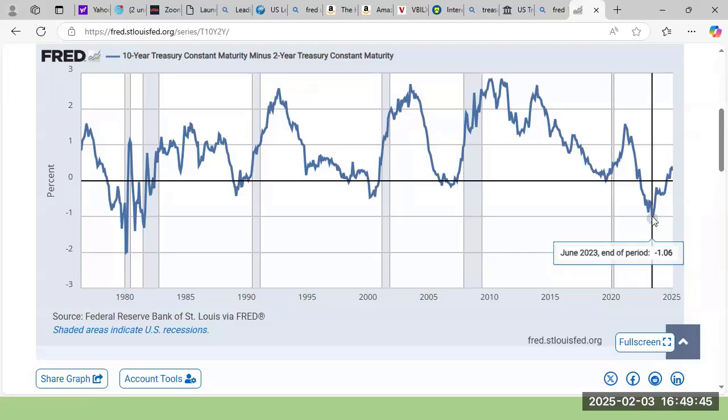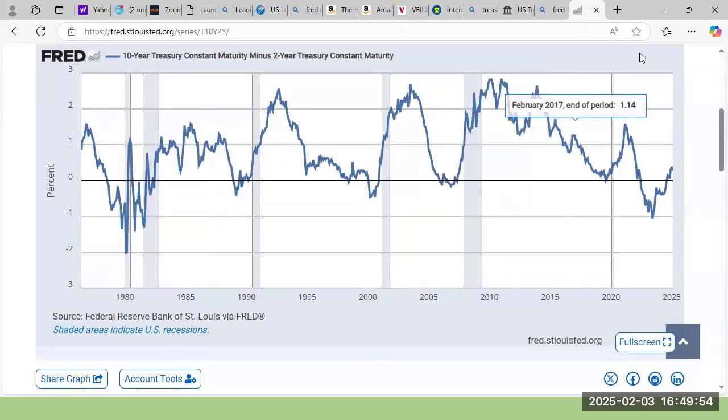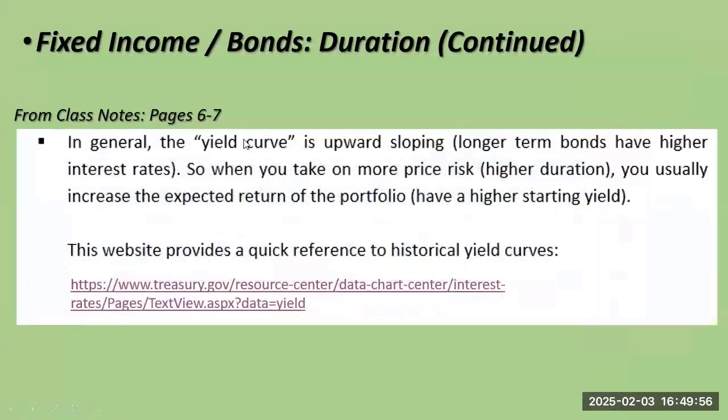That's very, very negative. The normal is 70. So you can see we've had some really negative readings. And then in 1980, yeah, we had 2 recessions right in a row. Was it actually showing that? Yeah. Okay. This screen's going to drive me crazy.